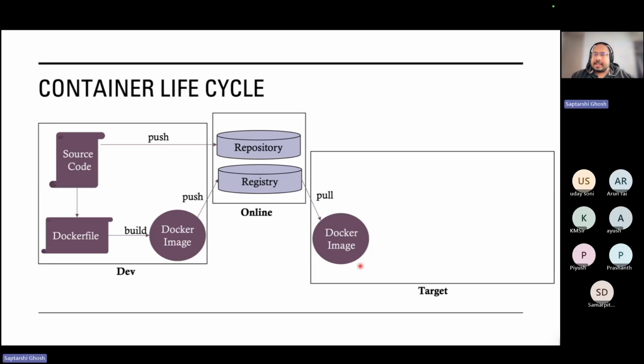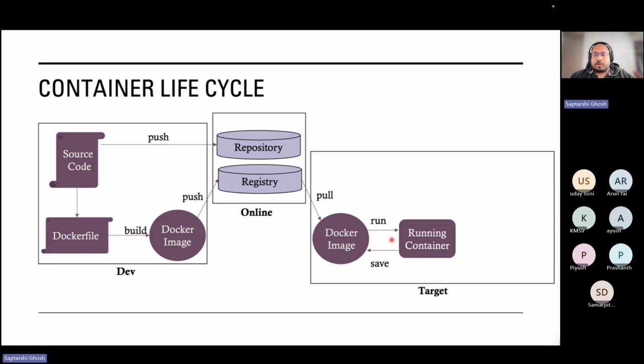But a Docker image is just like a file. It's a file itself. When you run this image, it becomes a running container. So: build, push, pull, run. Now, running containers live in memory. If you want to save the state of the container, you save it, and it again becomes an image.